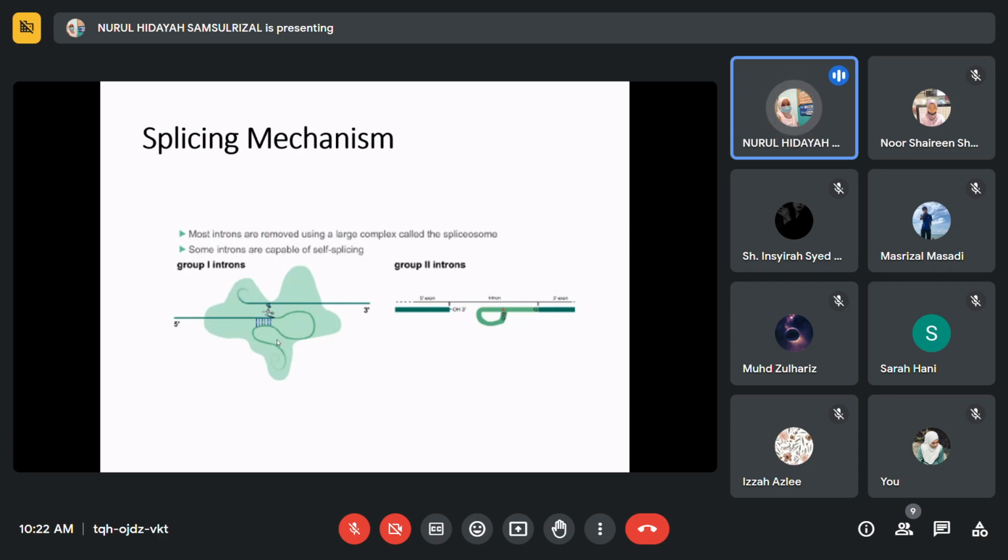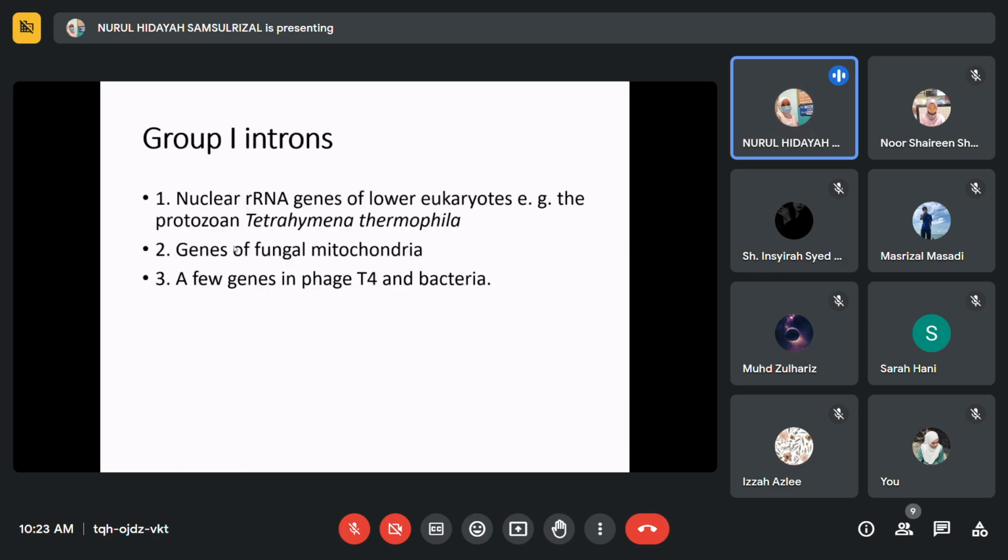So most introns are removed using a large complex that we call a spliceosome, spliceosome punya complex. And some introns are capable of self-splicing, ni self-splicing in the group 2, and they have the complex of proteins. Yang ni kita namakan as group 1 introns. So we look at the group 1 intron first and then we look at the group 2.